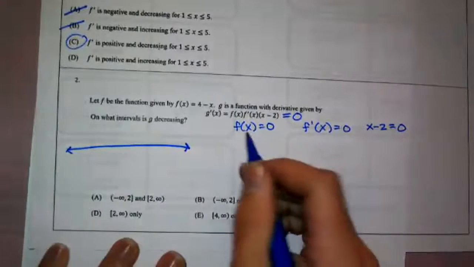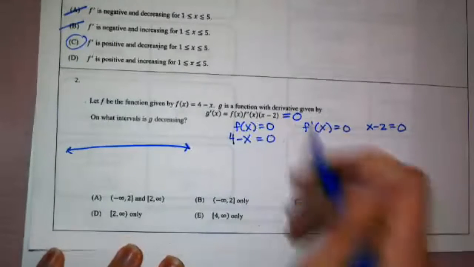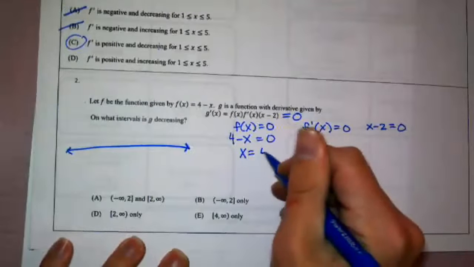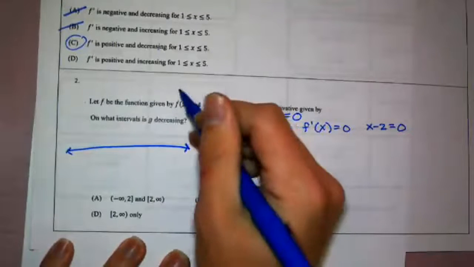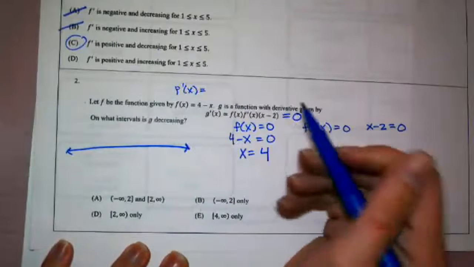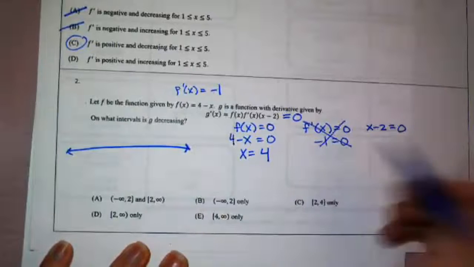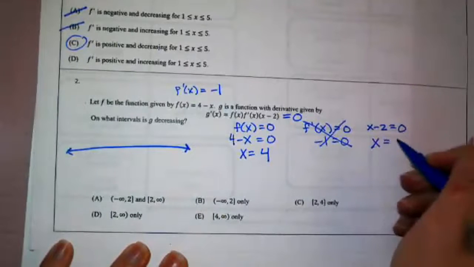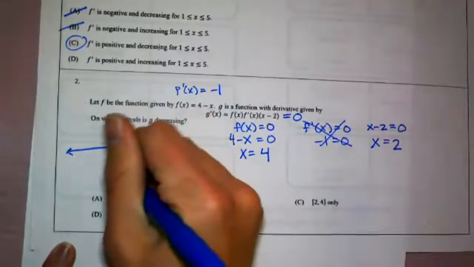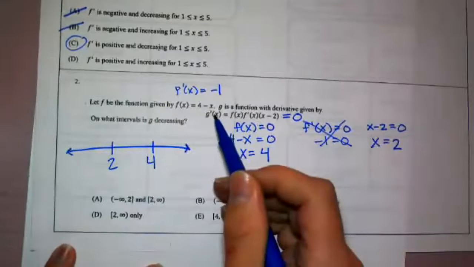All right, well, f of x is 4 minus x. So that is going to be at 4. What is f prime of x? Take the derivative of 4 minus x, so it's -1. Will -1 ever be 0? No. And then what will this one be? x equals 2. Wait, how did you just get that? How did you get -1 here? The derivative of this one?